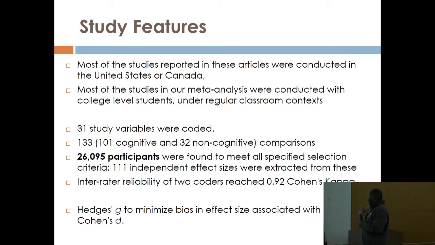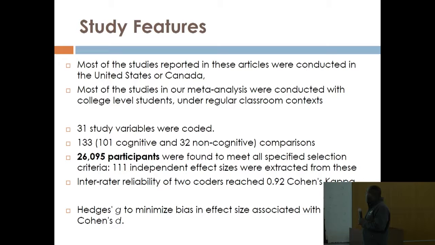But because we had 53 articles, and some articles reported multiple experiments, in that sense we had to code for what we call the principle of statistical independence. In meta-analysis, we had to make sure that one participant was not counted twice. So we had to code at a fine-grained level that produced 111 independent effect sizes that we extracted.